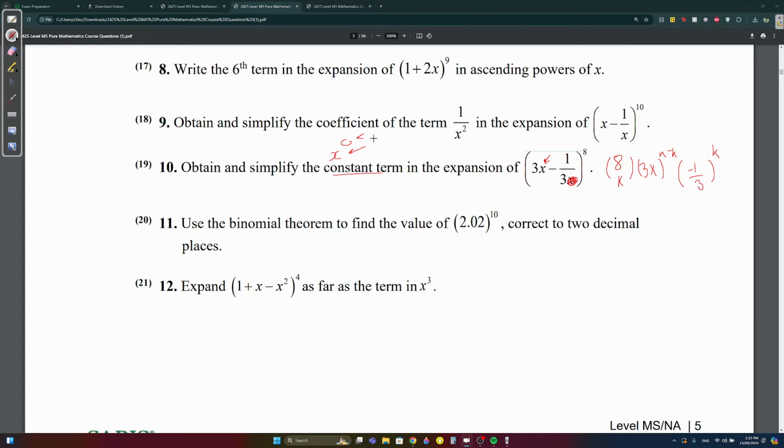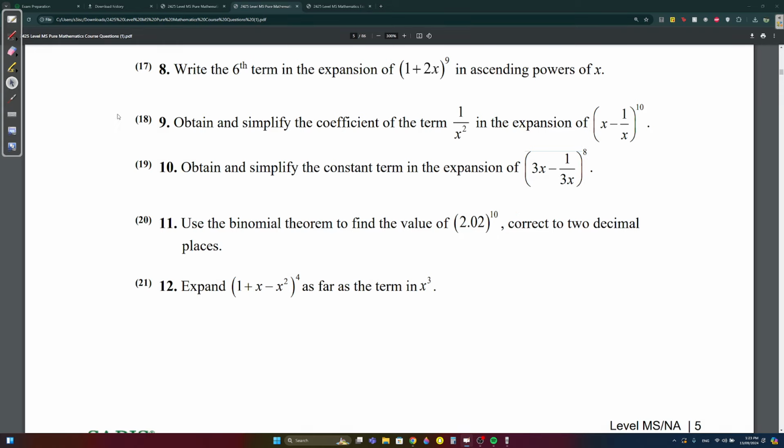We want x to the power of 0. What's the power of x here? It's n minus k. And we know n is 8, right? So 8 minus k, we want it to be 0. Equals 0, and you get k equals 8. Then you solve with k equals 8, and then you're going to end up finding the constant term.